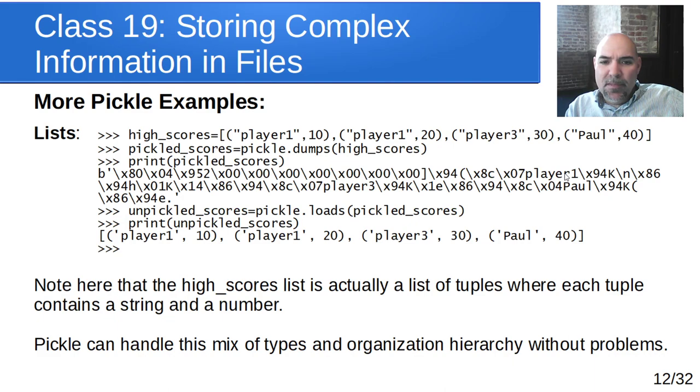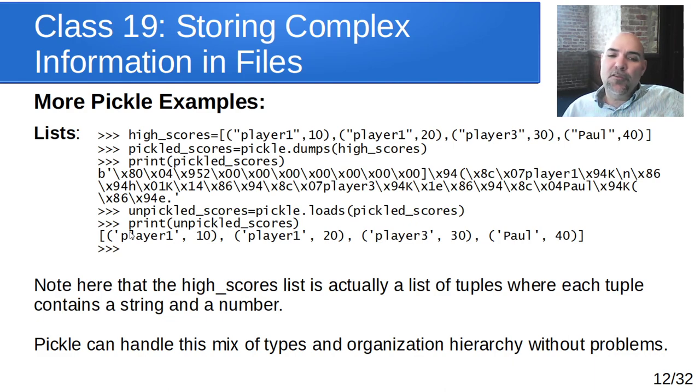Player 1 has 2 scores. Player 1, player 3, Paul. And then you'll notice when I unpickle it and use pickle.loads on that byte array, that byte string, I get back the list of tuples that I fed in. And notice it looks exactly like it did up here. It's the same order, the same values, the same set of strings, the same tuples, the same list in the same order is what I get back out.